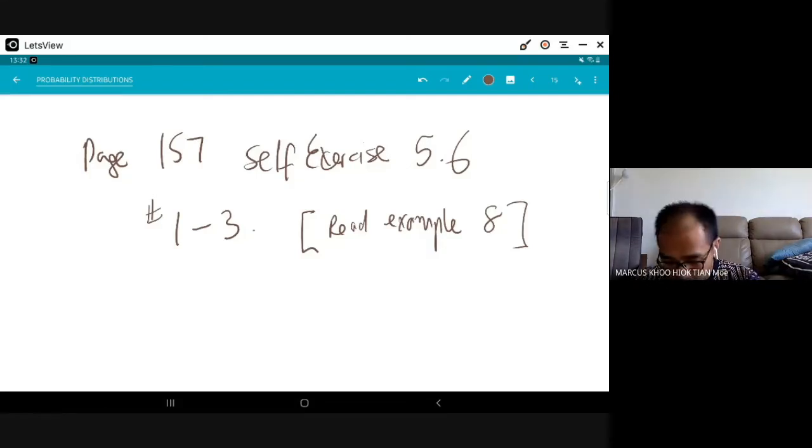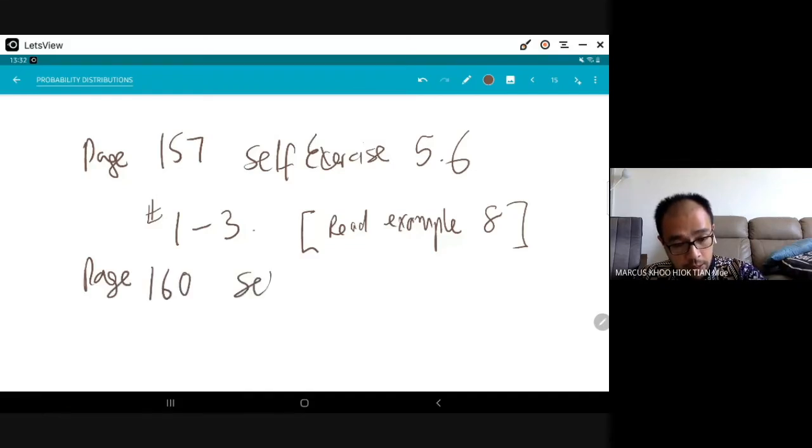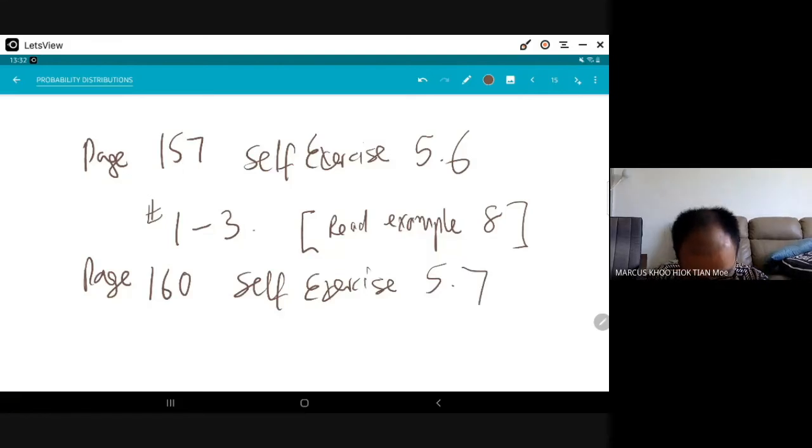And then on top of that, page 160, self-exercise 5.7. I only want you to do number 4. Yeah, I want you to do number 4 first.